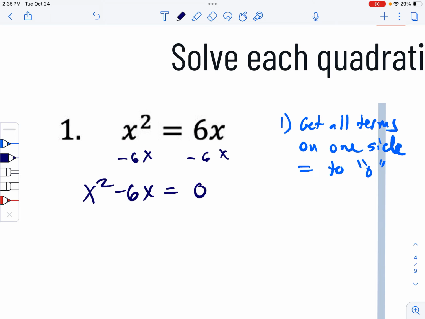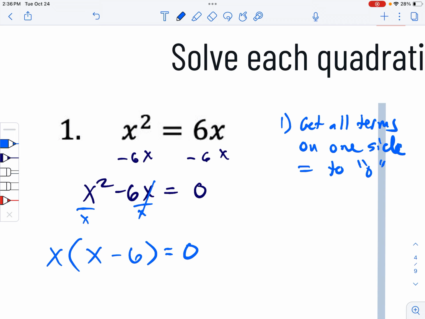Now this is not a general trinomial. There's not 3 terms here, just 2 terms. And so I can either do difference of squares or greatest common factor. Well, they both have an x. I could take an x out of both of them, so that's going to be my greatest common factor of x. x squared divided by x is going to give me x right here. Here I'd get minus 6, and that equals 0.